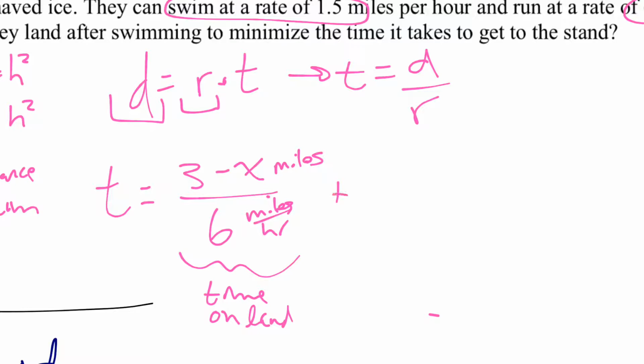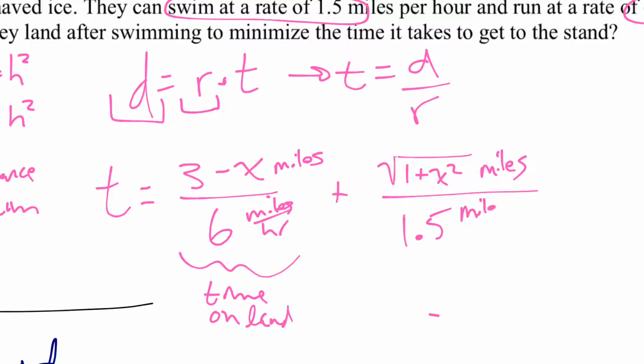But we also have our time in the water. We have an expression that represents the distance in water, which is the square root of 1 plus x squared, units being miles, divided by our rate, which is 1.5. Yes, I'm using a fraction. I know it's gross. Fraction, more like decimal. But that's our speed, 1.5 miles per hour. So again, the miles cancel, left with hours. But this now represents our time in water.